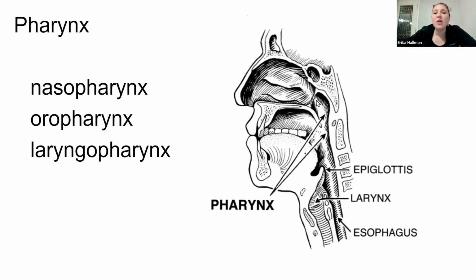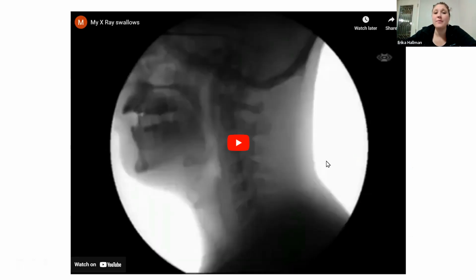So that would be this part up here that connects to the nasal cavity. The oropharynx, oro meaning oral, meaning mouth. So that would be this part here that connects to the mouth. And then the laryngopharynx. And if you see the word larynx in there, the larynx is going to be the part of your throat where the trachea opens up. So from the top to the bottom, it's the nasopharynx, the oropharynx, and then the laryngopharynx, right?